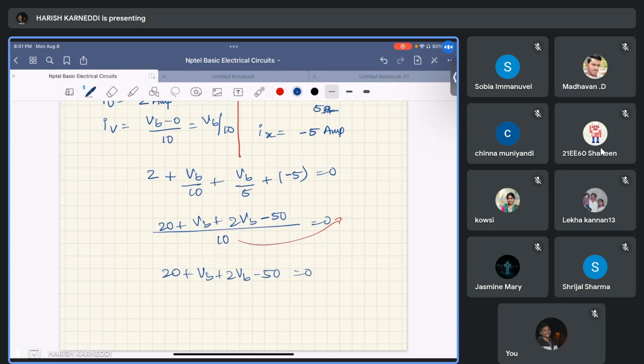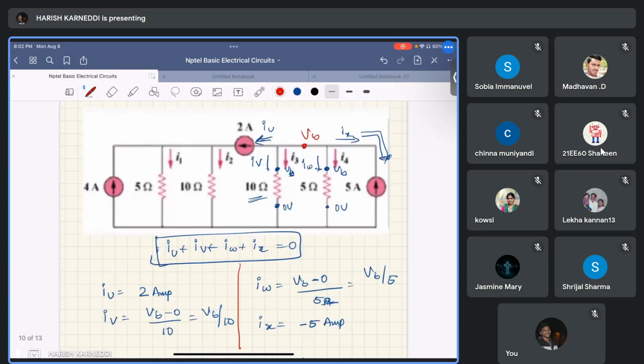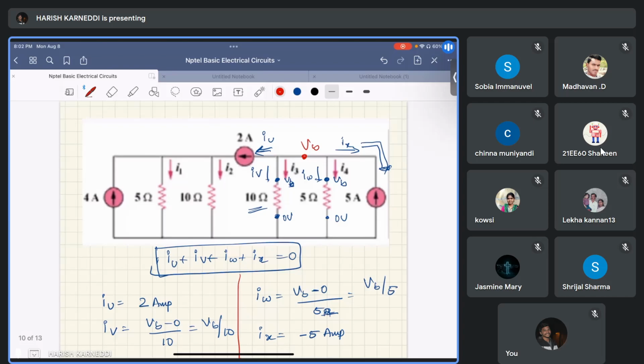So 20 minus 50, it is minus 30. You can send minus 30 to that side, it is 30. So VB plus 2 VB, it is 3 VB. So one can find VB equal to 30 by 3, it is 10 volts, right? That VB, the voltage at this point is 10 volts, right? Yeah, this is 10 volts.